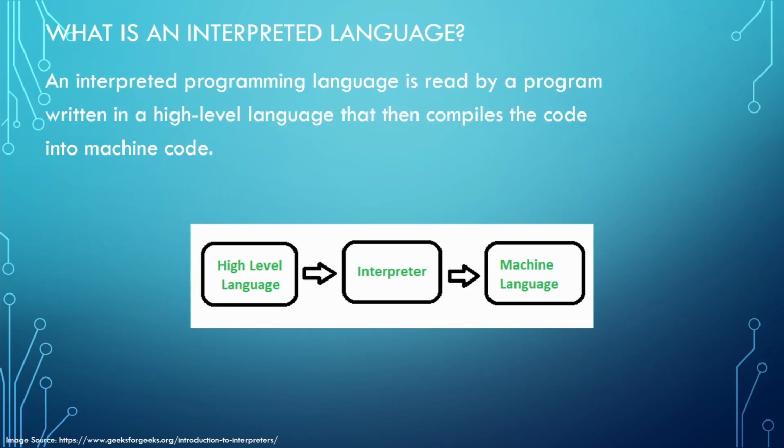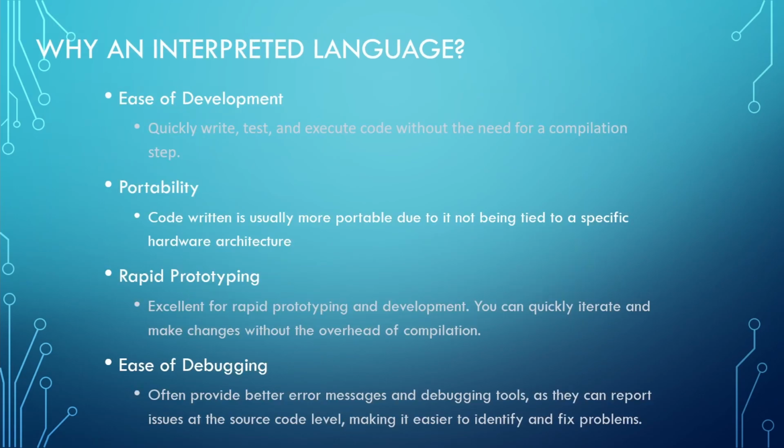Okay, so first, it's important to start off with what is an interpreted programming language? Well, an interpreted programming language is read by a program written in a higher level language that then compiles the code into machine code. So essentially, what that means is as it reads through your code written in this language, it translates it line by line into machine code directly. And that interpreter is written in a higher level language like C++ or C. As you can see, there's a little illustration here of the process and the workflow of that.